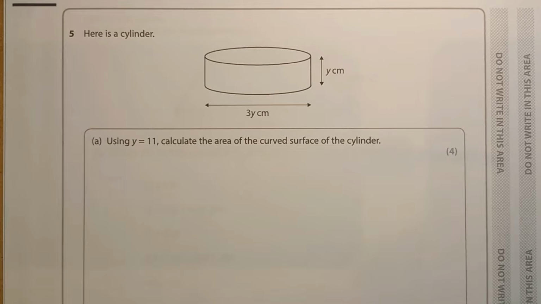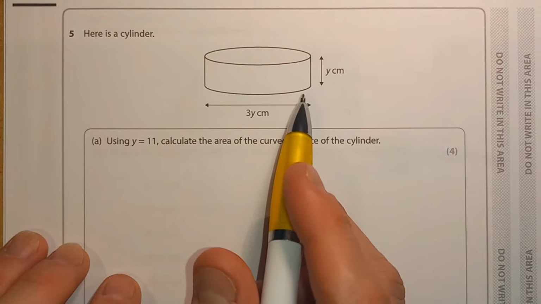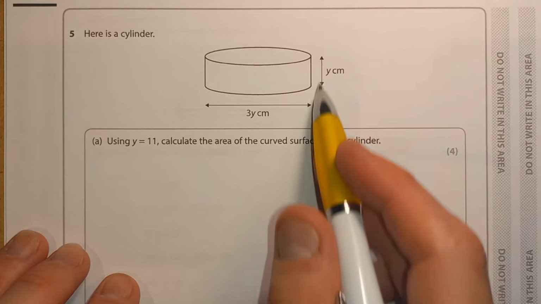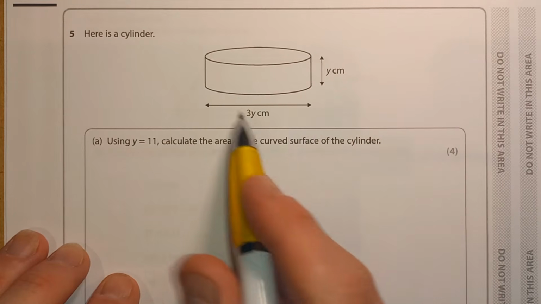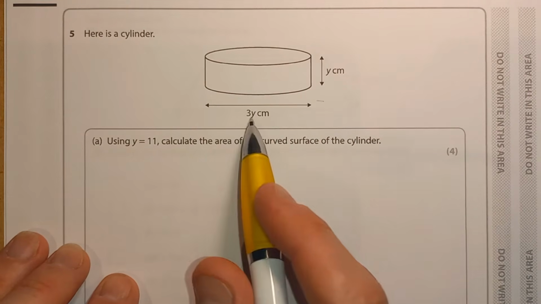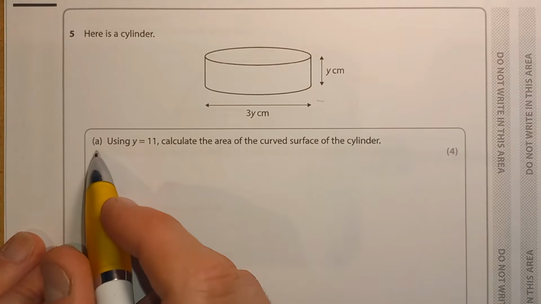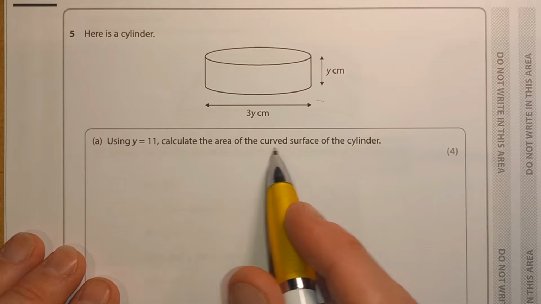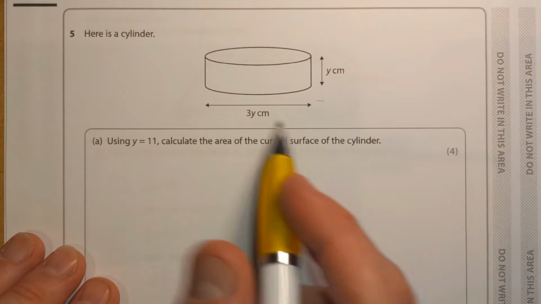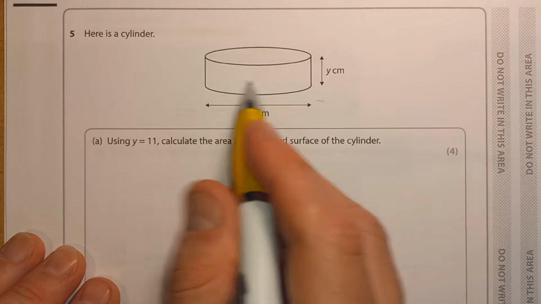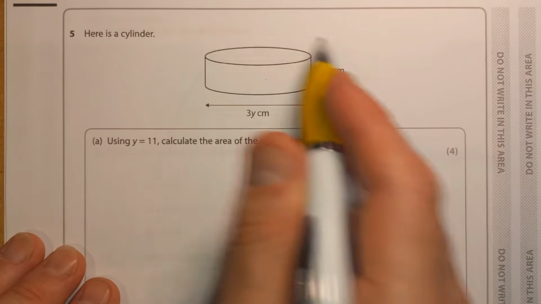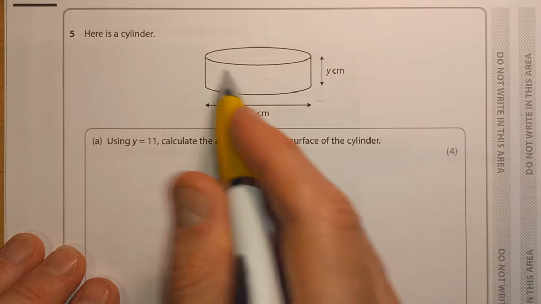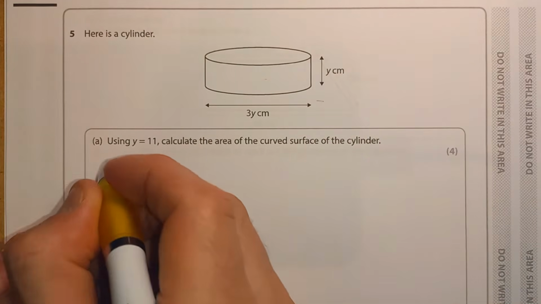Question 5. Here is a cylinder. Okay, here's a cylinder standing up. And we got this measurement here of y centimetres and this measurement across here of 3y centimetres. Using y equals 11, calculate the area of the curved surface of the cylinder. So in other words, it's talking about this bit here, but going all the way round. So because it's going round, we actually want to know what the circumference is.